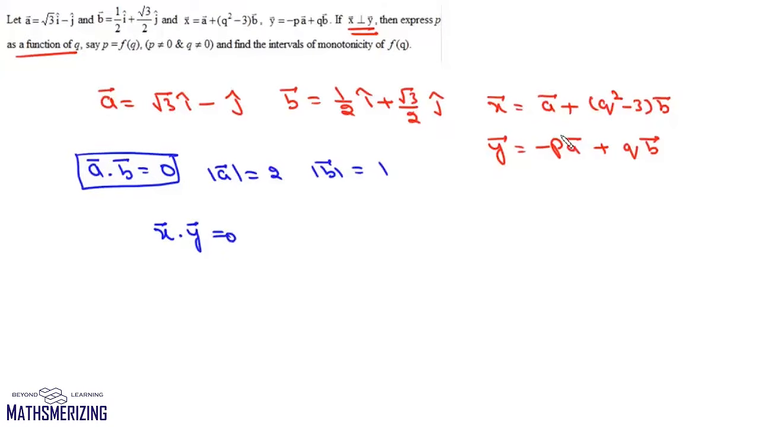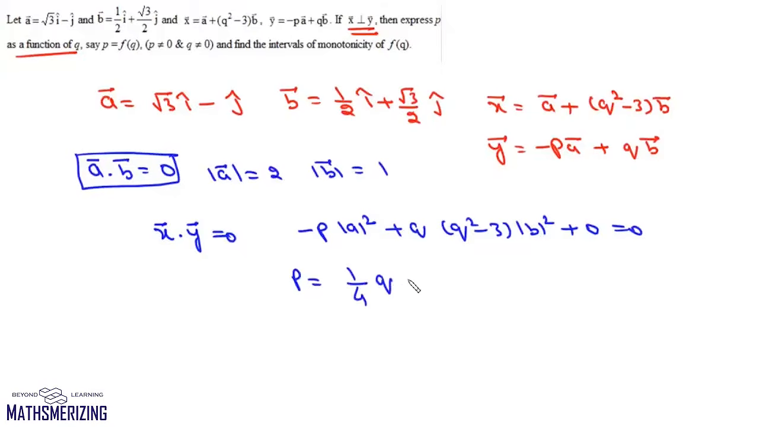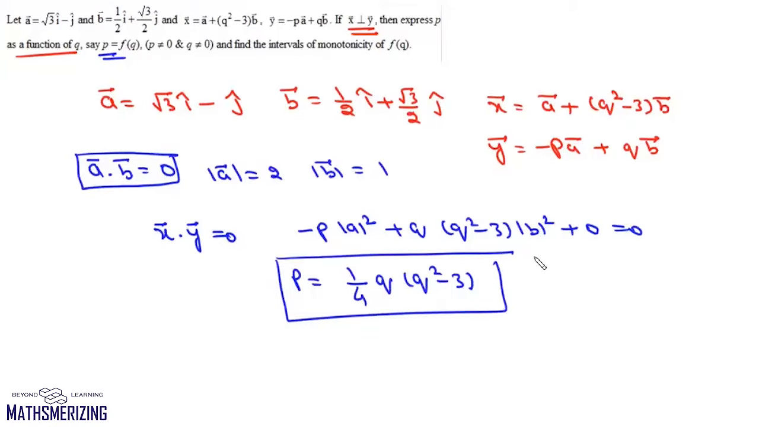Now we take the dot product, then we get minus P into mod of A square plus Q into Q square minus 3 into mod of B square plus A dot B will be 0. So this is equal to 0, and since mod A is 2, we get P as 1 by 4 Q into Q square minus 3. So this P as a function of Q is this given function, P equals 1 by 4 Q into Q square minus 3.